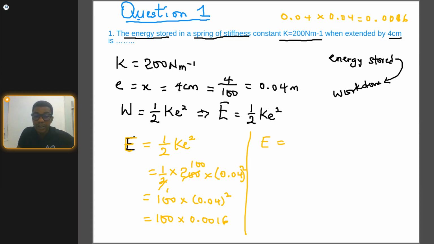The energy is 0.16. And because we are solving for energy, we are going to have the unit to be in joules. So this is 0.16 joules, represented by letter J. So the energy stored in the spring, in the stiffness of that spring, is 0.16 joule. 0.16 joule is the energy stored in the stiffness of that elastic material.